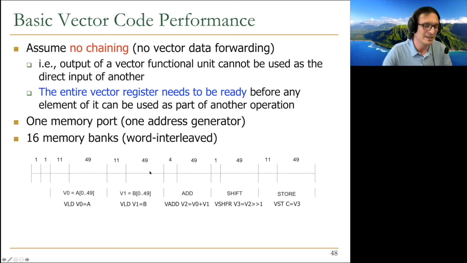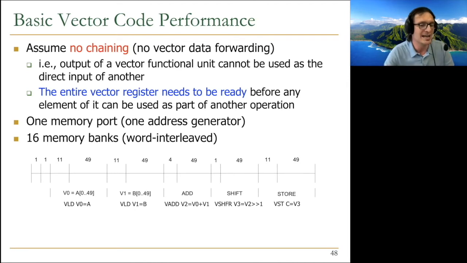But bear with me. Even this is going to be faster than what we have seen earlier. So basically, the next load starts after the first load ends. It takes 11 cycles for the first element, and then the remaining 49 elements come after 49 cycles. And then the add can start after both of its data is ready. It takes 4 cycles to generate the first element. And then the remaining 49 elements get generated in the remaining 49 cycles. And then the shift can start, 1 cycle for the first element result, and then the remaining 49 cycles over here. And then the store can start, 11 cycles to write the first element to memory, and then 49 cycles for each consecutive remaining element.